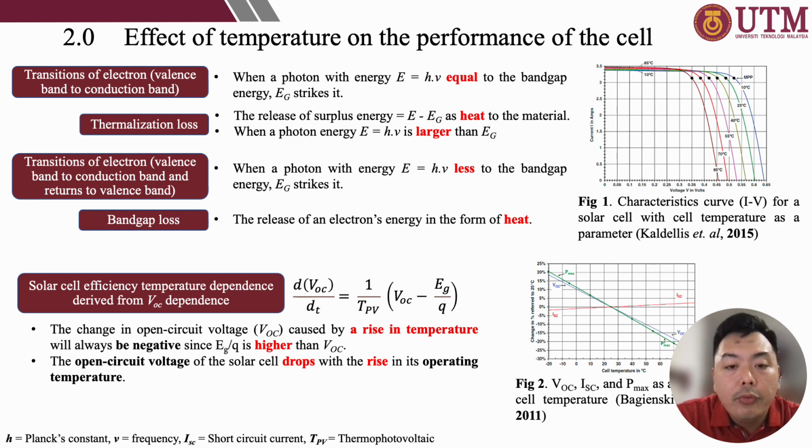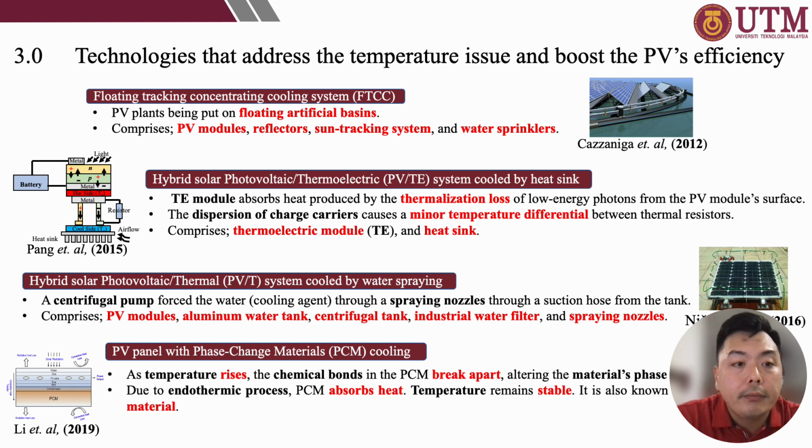From both of these graphs, the change in open circuit voltage caused by a rise in temperature will always be negative, since Eg over q is higher than open circuit voltage. The open circuit voltage of the solar cells drops with the rise in its operating temperature.